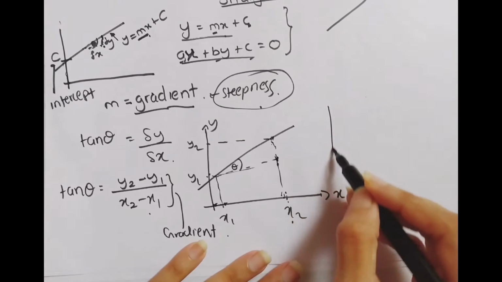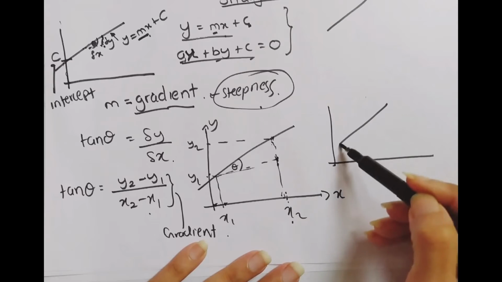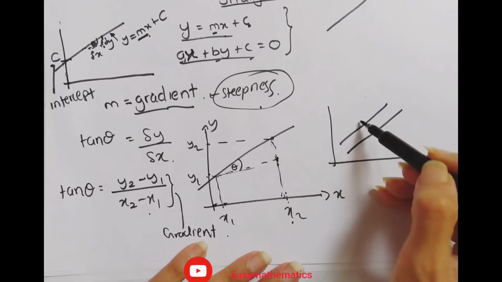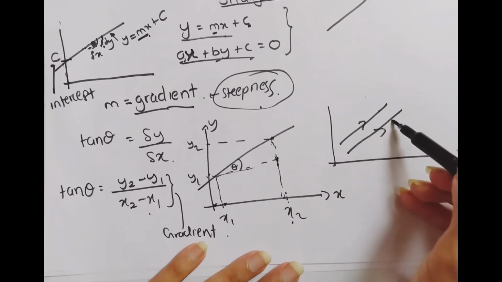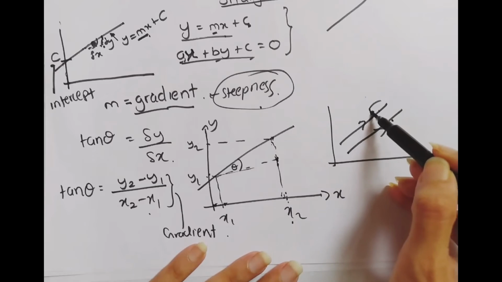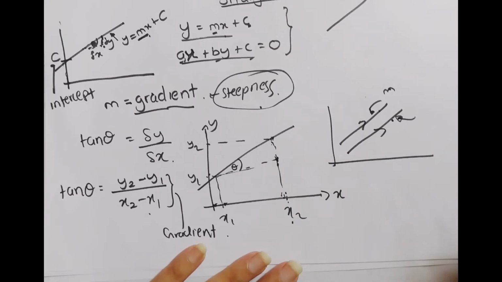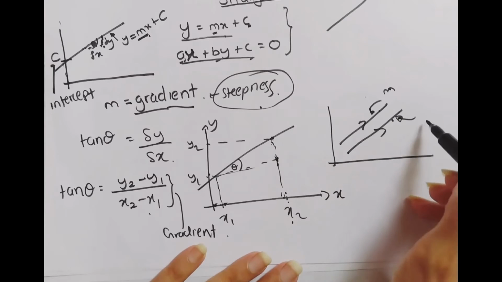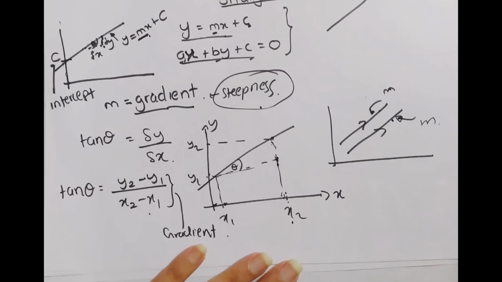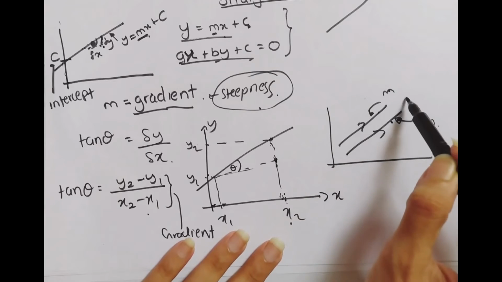If you have something like this, think these two straight lines are parallel. If the gradient of this one is m, what can you say about the gradient of this one? It will also be m. So that's a principle that you should know.